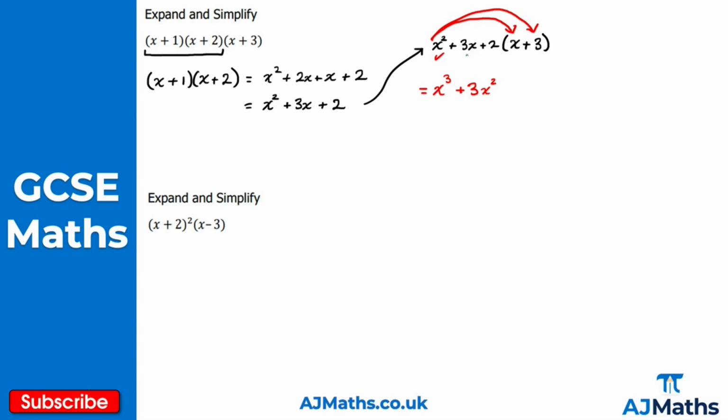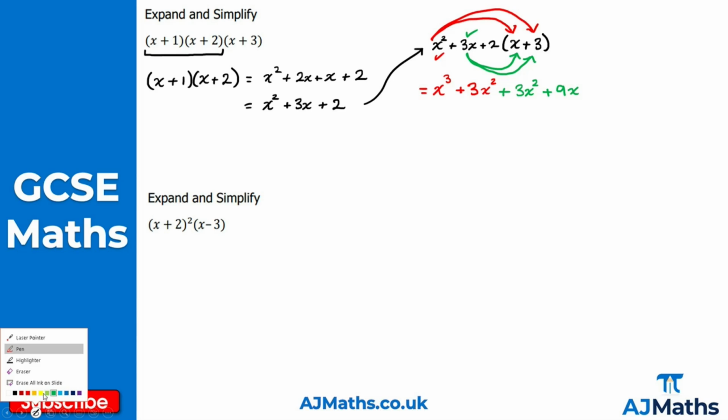Moving on to the 3x, I do 3x times x. That gives me 3x squared. And then 3x times 3 gives me 9x. We've done the two terms multiplied by 3x, so we know we're done there, and we'll give that a tick. Then moving on to the last pen colour, let's do this in orange. We move on to the 2. Again, we do 2 times x, which gives me plus 2x. And then finally 2 times positive 3, which gives me plus 6.